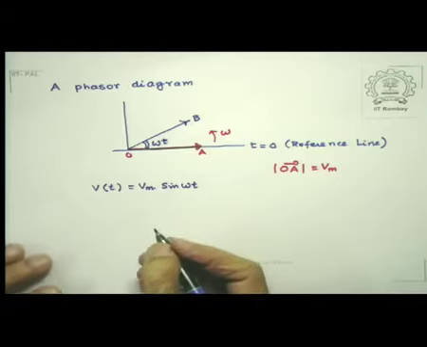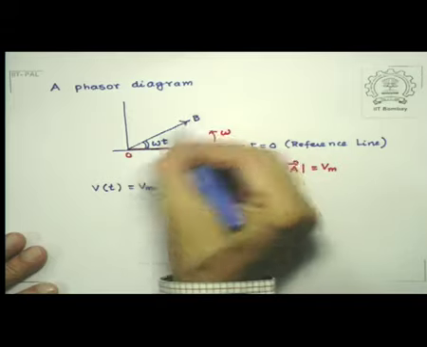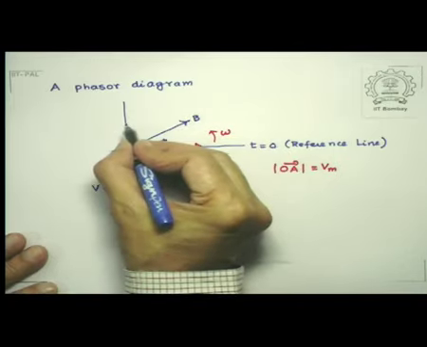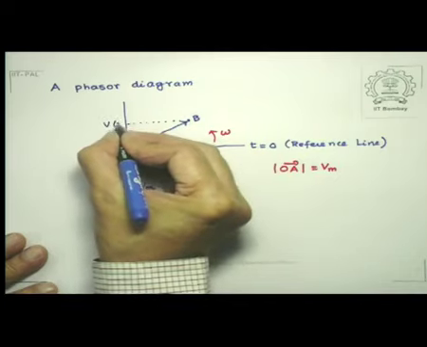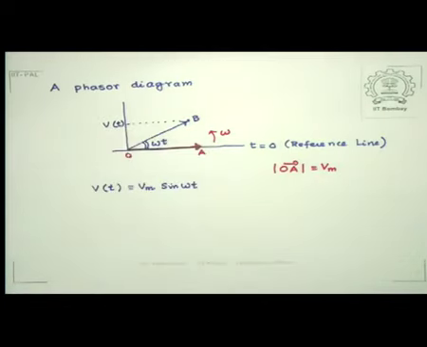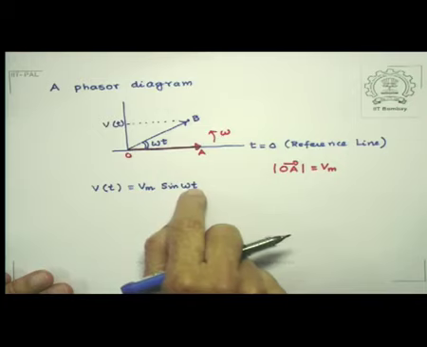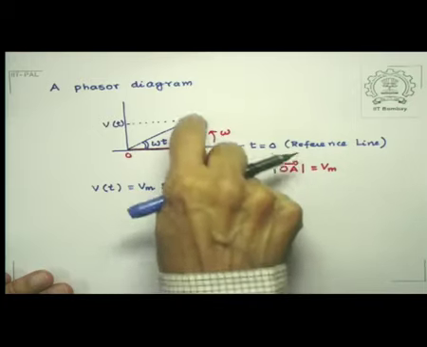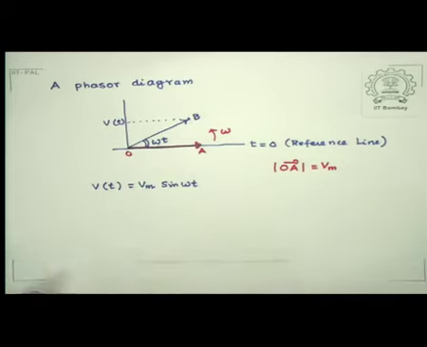This tells me that if you take the projection of this vector VOB at time t equal to t, then this gives you the instantaneous value of the voltage. Now, supposing instead I had taken V(t) equal to Vm cos omega t, then the projection along the x-axis would have given me that. Now, let's look at what happens to the current.